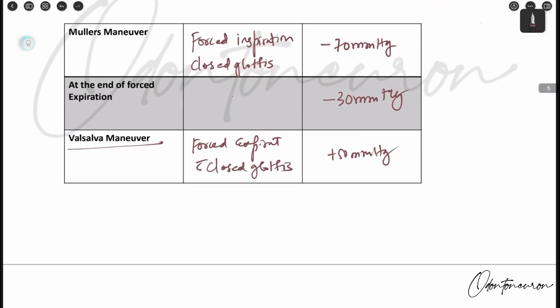And this is your Muller's maneuver at the end of forced expiration and your Valsalva maneuver, and you have to know this.